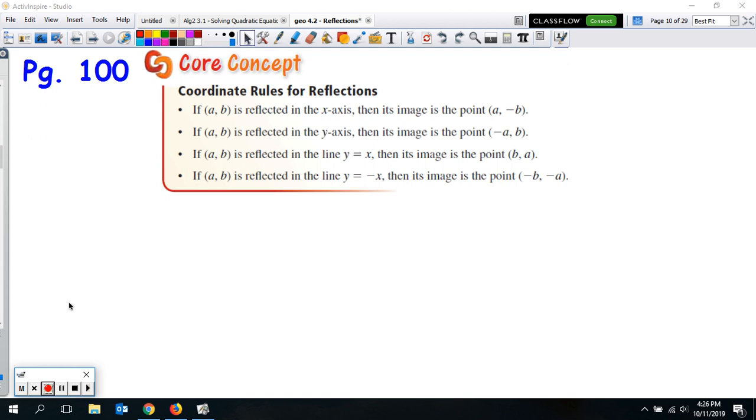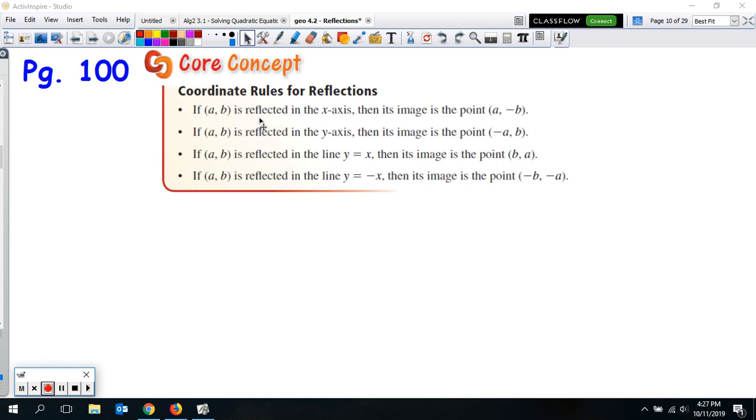Now the next core concept on the top of page 100, this is the one that you're going to need to go back to over and over again. So you definitely highlight this one where it's coordinate rules for reflections. This is one you definitely want to highlight, because this is what we have to do to our points. As we find out what points they are, this is what we have to do to those points to be able to reflect them over some kind of line of symmetry or line of reflection.